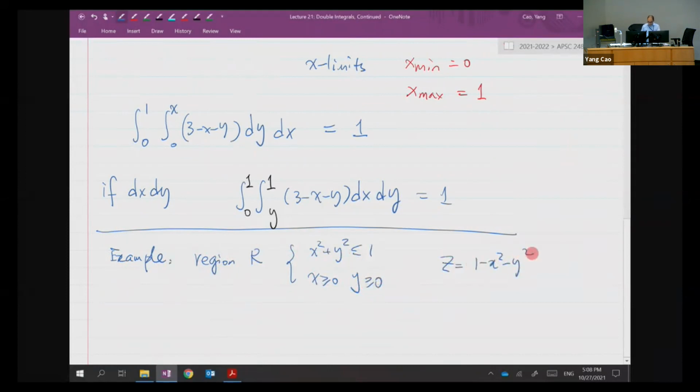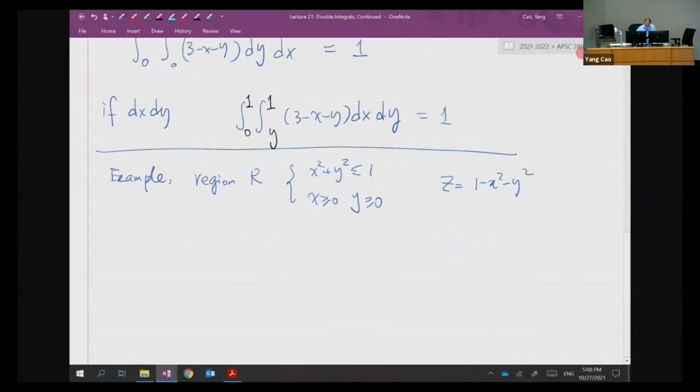Let's say we have a region R defined by the boundaries given here, and then you have the top surface Z, which is y minus x squared minus y squared. As we said, it's always helpful to sketch the region R, so then you can follow the process to find the limits. X squared plus y squared less than or equal to 1 gives you a circle. But then x and y are restricted to positive numbers.